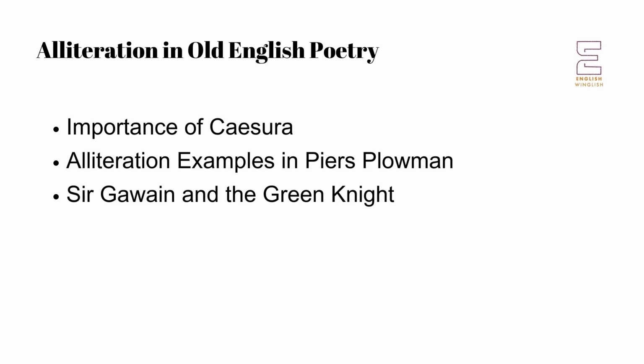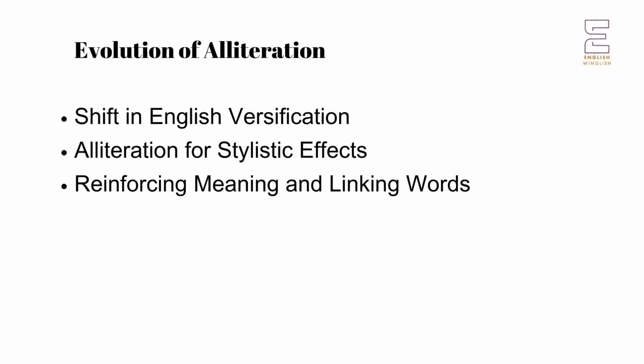In Piers Plowman's opening line, all four stressed syllables demonstrate alliteration, showcasing the artistry and effectiveness of the device. As English versification evolved, alliteration lost its prominence as the principal organizing device of poetry. Instead, it became a stylistic tool used sparingly for specific effects, such as reinforcing meaning, linking related words, or enhancing the sonic texture of the verse.